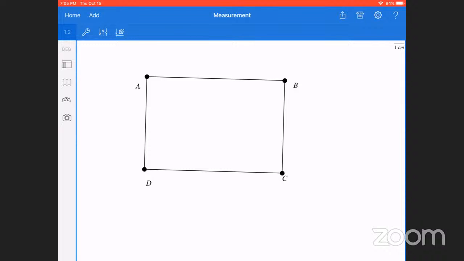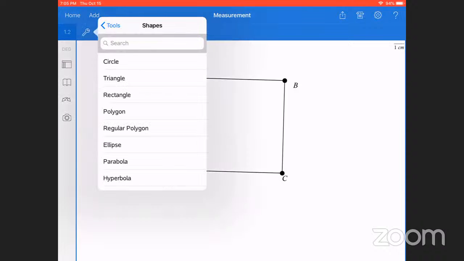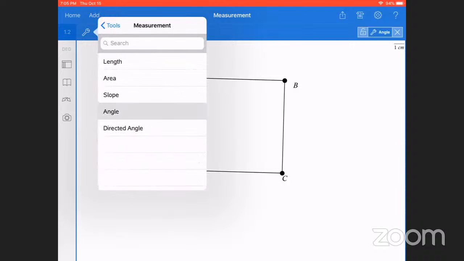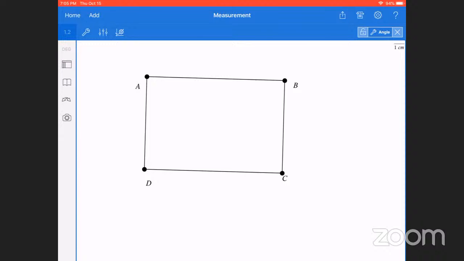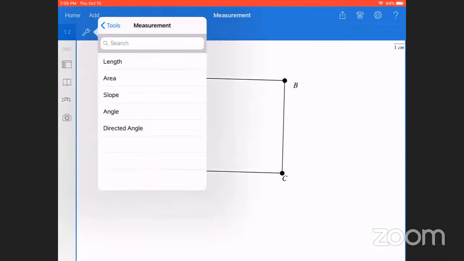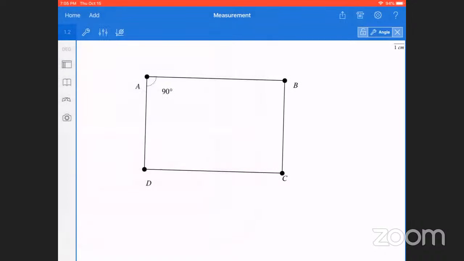So now let's look at the measurement of a rectangle. I would talk to my students. This time we're measuring 4 angles. So I'm going to go to the wrench, and go back to measurement and angle. If I want to measure angle A, I need to make sure that's in the middle. So I'm going to hit D, A, B, and we see, oh, that's 90 degrees. Well, let's look at B. We'll measure angle B. So we have A, B, C. That's another 90 degrees. Johnny, do you have a guess what C might be?